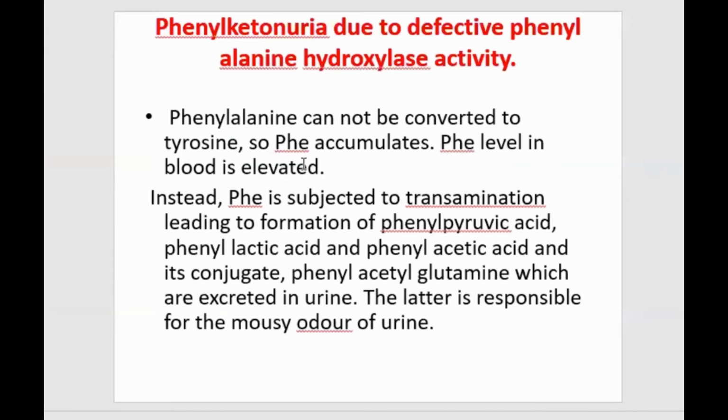So phenylalanine cannot be converted to tyrosine, so phenylalanine accumulates. The phenylalanine level in blood is elevated. Since phenylalanine cannot be converted to tyrosine, it is subjected to transamination leading to formation of phenylpyruvic acid, phenyllactic acid, phenylacetic acid, and its conjugate phenylacetyl glutamine, which are excreted in urine. And this phenylacetyl glutamine is responsible for the mousy odor of the urine.